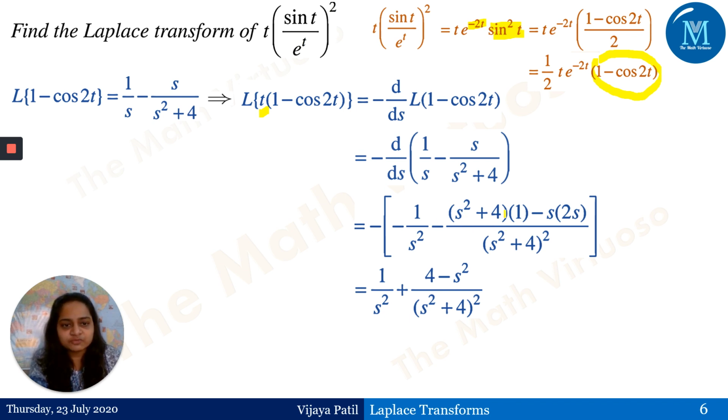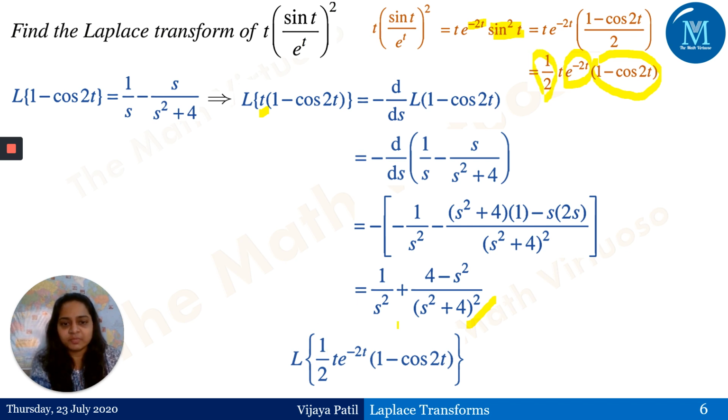So it's s square plus 4 into 1 minus s into 2s, upon s square plus 4 the whole square. Again, the u by v rule is applied to find the differentiation of s upon s square plus 4. And then we have got it here, right? This is nothing but the Laplace transform of t into 1 minus cos of 2t. Still, we have left this. Do not forget this e to the power minus 2t, and do not forget this half as well.